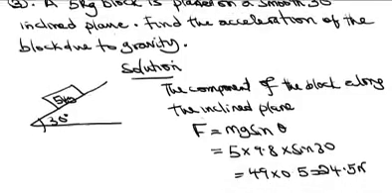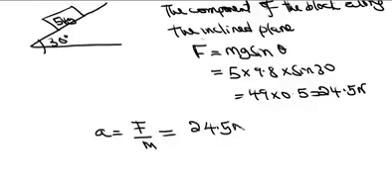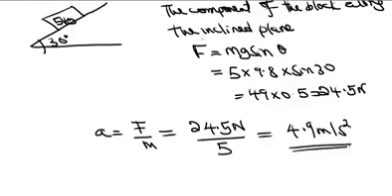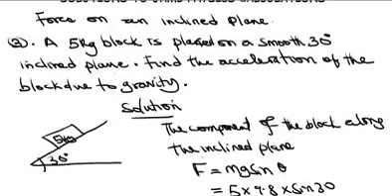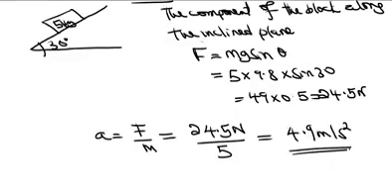Then find the acceleration. Acceleration is equal to F over m. And what is our F? 24.5 Newton, divided by the 5. So the final answer here is going to be 4.9 meter per second square. And that is the easiest way to solve the question. As you can see, it is a very fast and demystified way to solve the question.